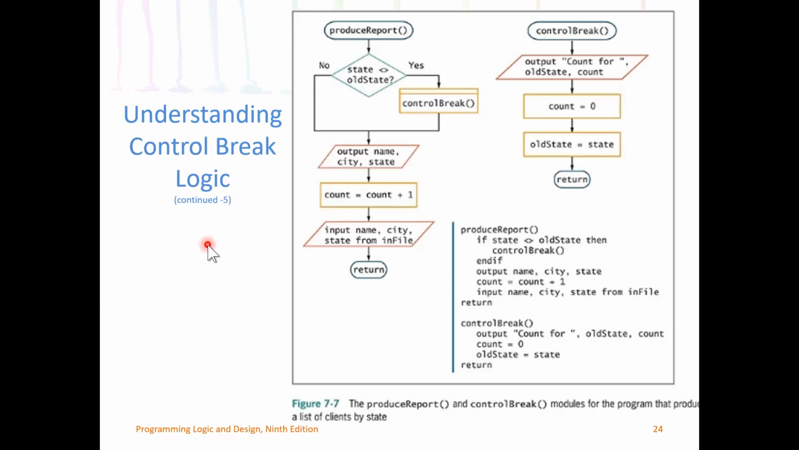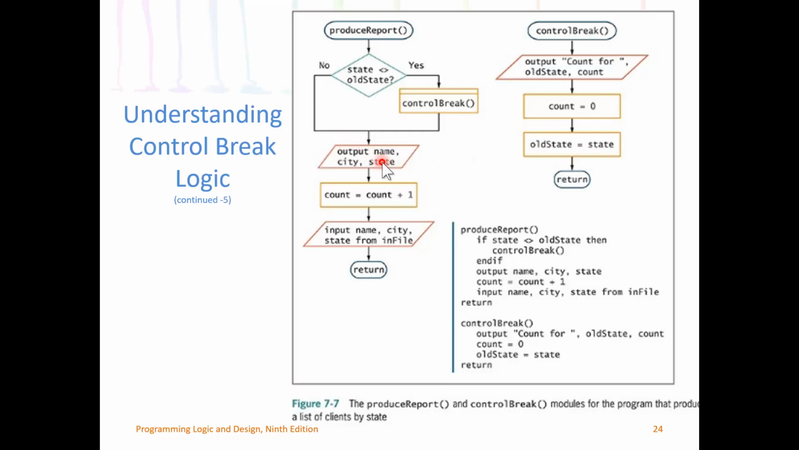So if I look at produce report in the pseudocode, if the state is not equal to the old state, what are we going to do? We're going to trigger a control break. So what's control break going to do? It's going to print out the count for this state, set the count to 0 for the next state, and then the old state becomes the current state.